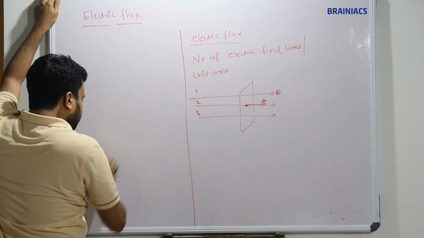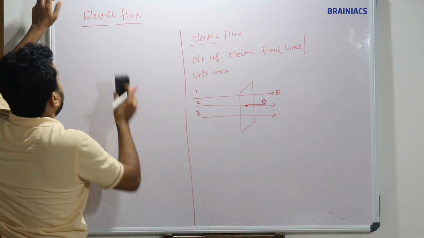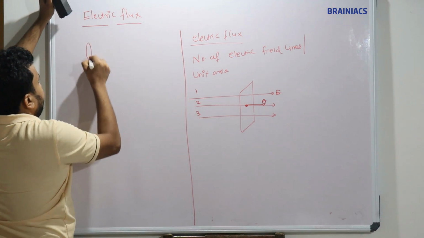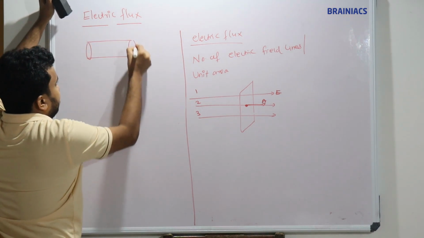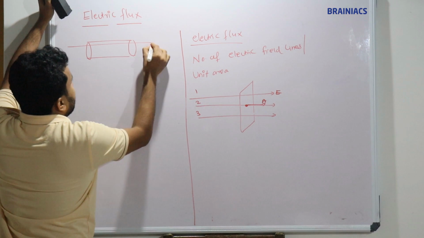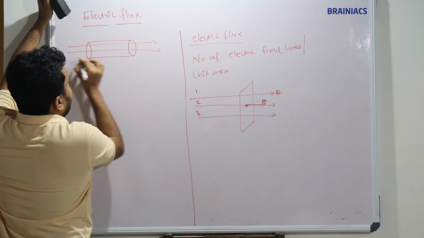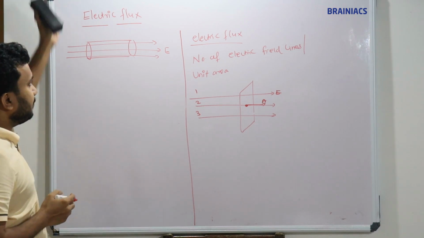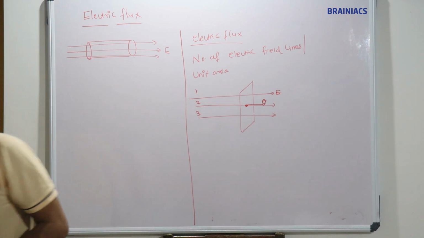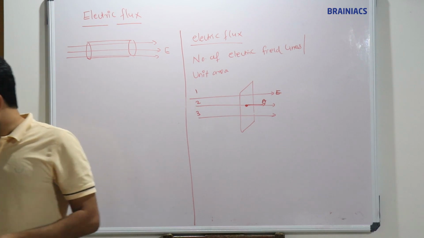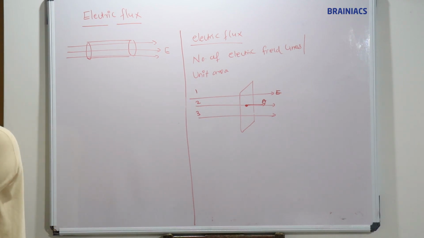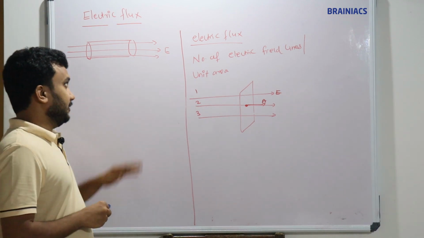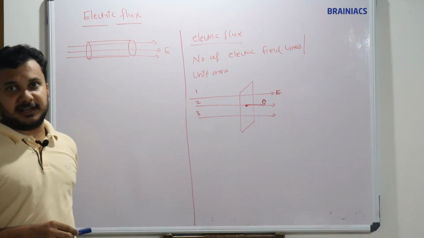Let me take a cylinder like this. Suppose I am assuming the electric field lines are like this. So this is the direction of electric field lines. I placed a cylinder like this. Now with respect to this, we have different electric field lines, 3 electric field lines here.